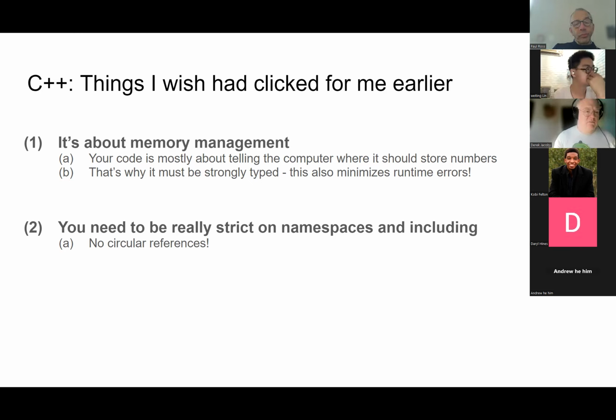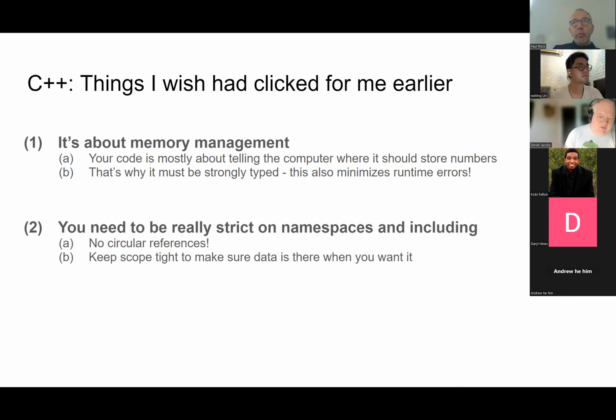Because they would just try to import each other forever. But the nice thing about the way C++ works is that you actually just draw from a third file that sort of declares everything ahead of time, and so you don't run into this issue, and it's really nice. And then, yeah, you just need to keep your scope tight to make sure that the data exists where you want it.